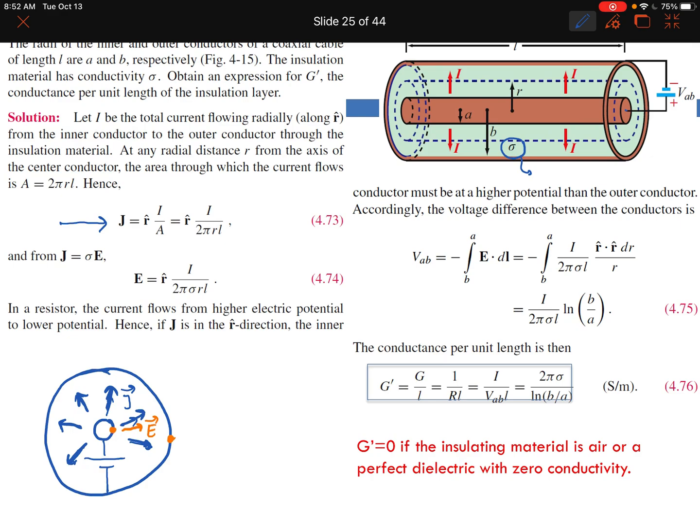the current density is going to be equal to the total current, this total current flowing radially from the center to the outer conductor, divided by the surface where that current is spreading, which is this dashed line here, and the area of that is the circumference times the length of our cable. So from that we can get the field also using the conductivity from Gauss's law.